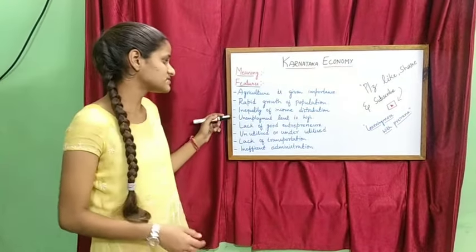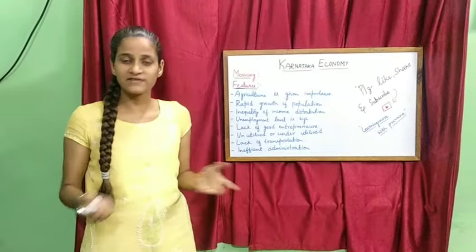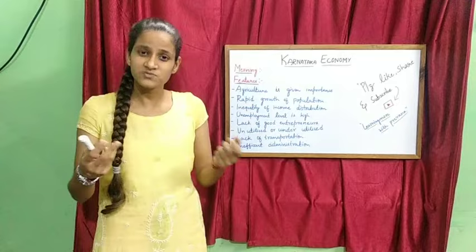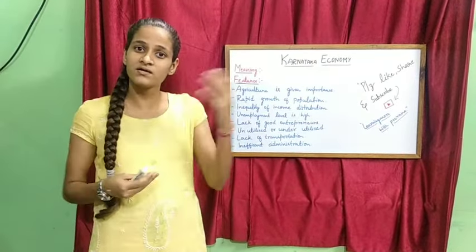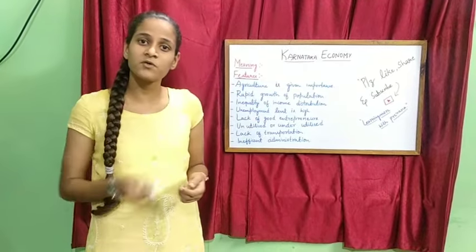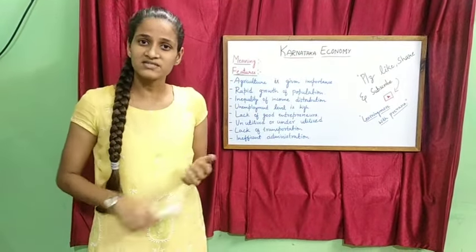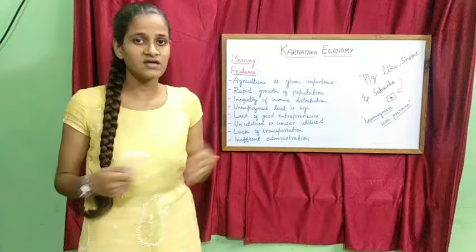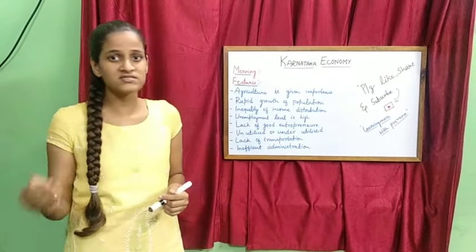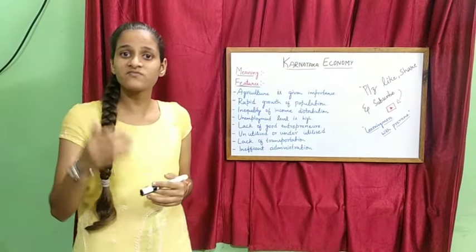The next point is that the unemployment level is high. When people migrate from rural to urban areas, it becomes very problematic to provide employment opportunities to all the people, and it leads to other economic problems like housing and sanitation facilities. So unemployment increases due to the high rate of migration.